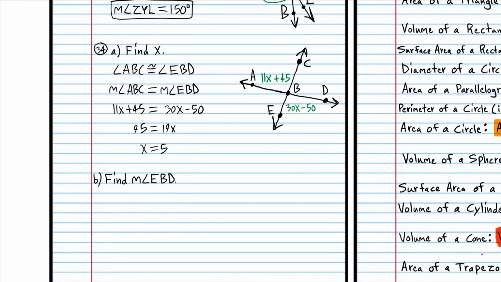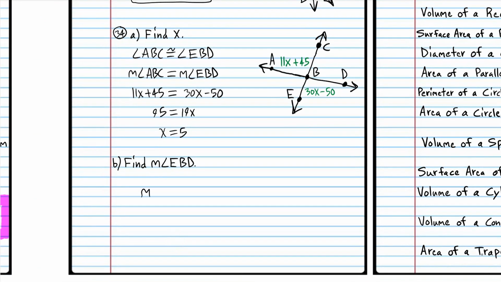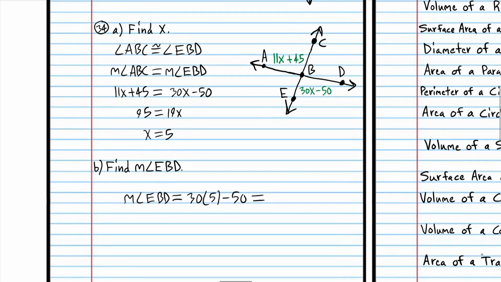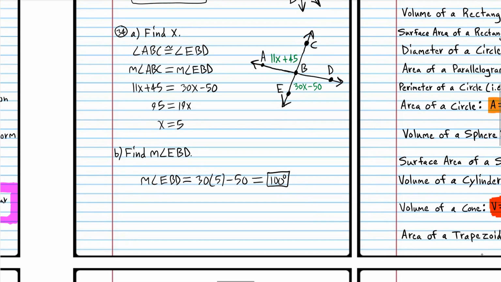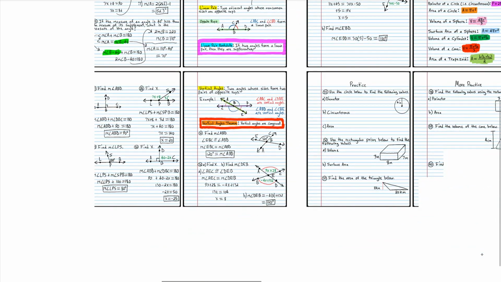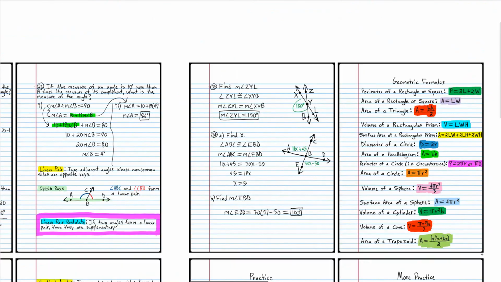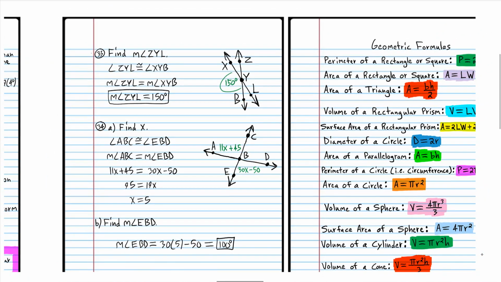Now let's go on to part B of the problem. It says find the measure of angle EBD. So the measure of angle EBD is equal to 30 times x, but we found x is 5, minus 50. So 5 times 30 is 150. 150 minus 50 is 100 degrees. So there you go. It ended up being the same angle measure that we had in problem number 32. So if you got that one right, excellent.